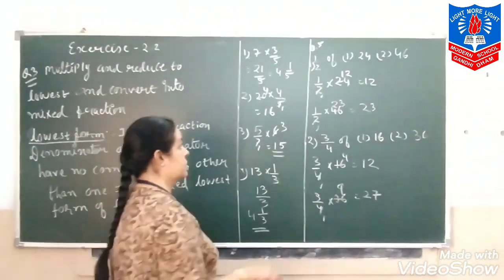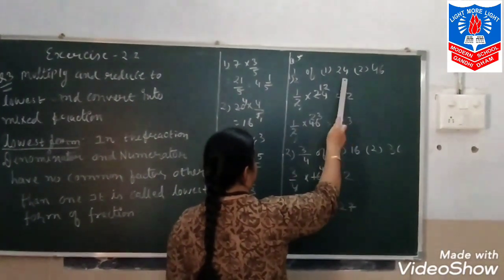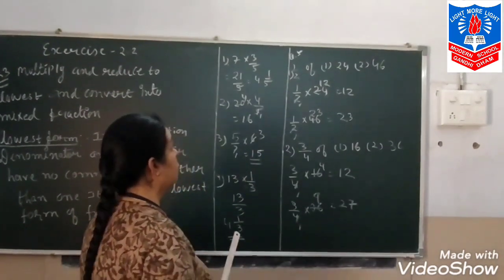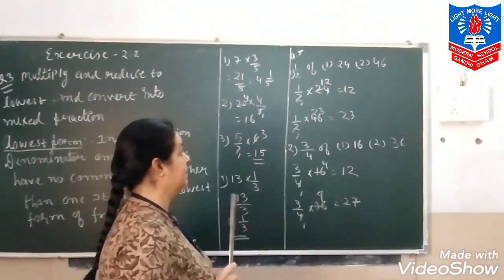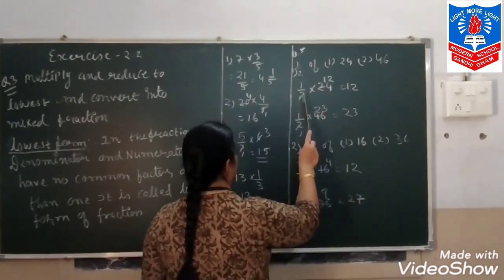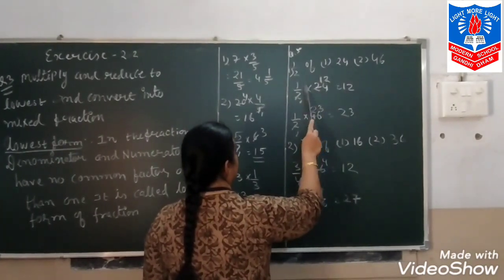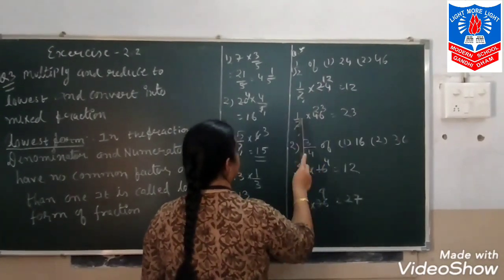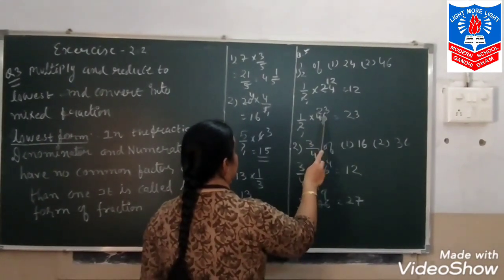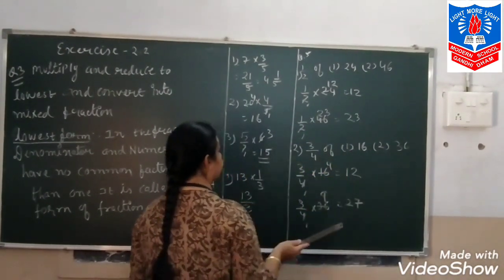Now in the second question, 1 by 2 of 24. First one is 24. Second one is 46. 1 by 2 of it means multiply. So 1 by 2 multiply by 24. 2 ones are 2, 2 twelves are 24. 1 into 12 is equal to 12. Then 1 by 2 into 46. 2 twos are 4, 2 threes are 6. 1 into 23 is equal to 23.